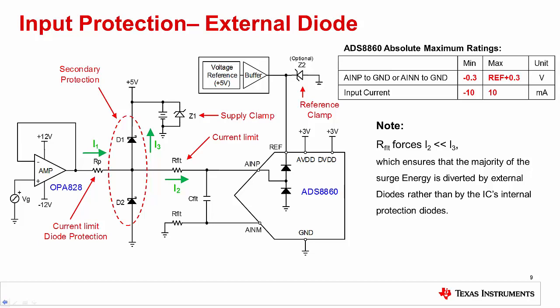Schottky diodes are normally selected for this kind of protection scheme as they have a low forward voltage drop of approximately 0.3 volts. The resistor RP limits the current flow into the diodes to prevent damage and also to minimize the forward voltage drop. In the next slide, we will go into more detail on selecting the diodes and external resistors for effective protection and minimal impact on performance.